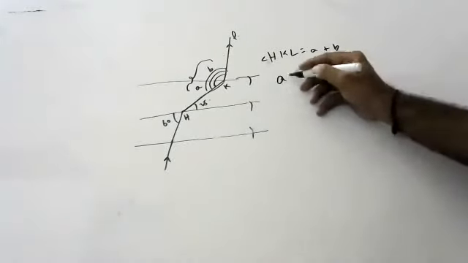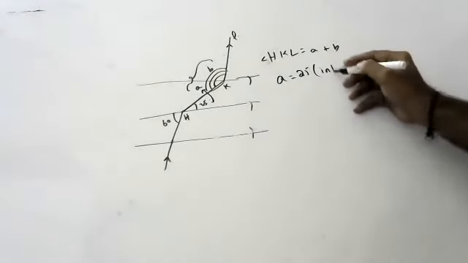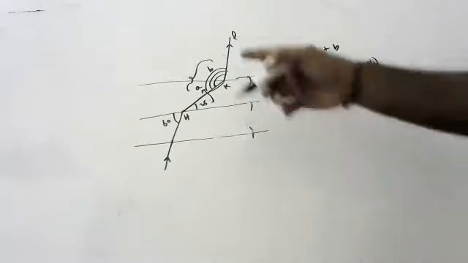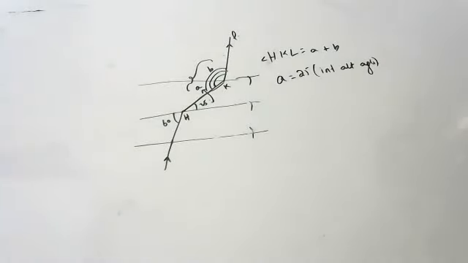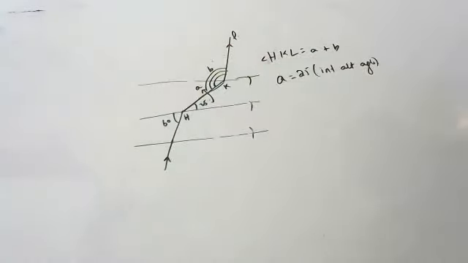A plus B, how much? A is how much? 25, sir. A is 25 because of interior alternate angles. Okay, now to find B, how do you find out? 25 plus B is equal to 180? No, no, how? It's not a straight line. Anyone can tell? Sir, 180 minus 25, sir. No.